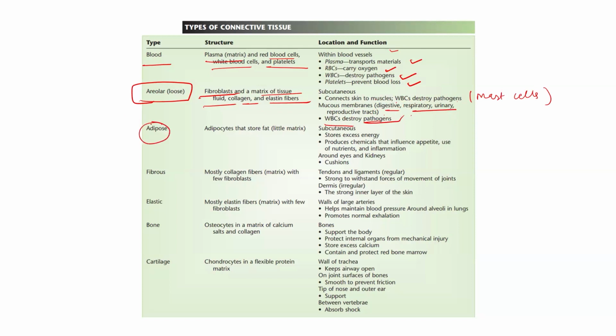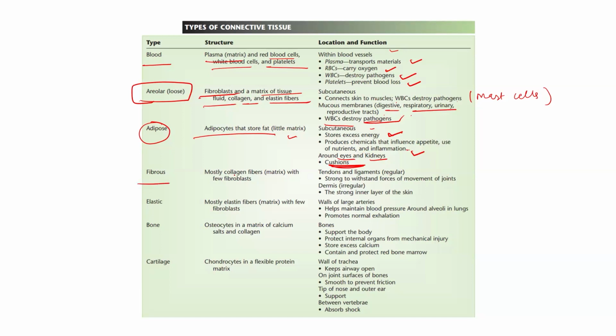The next is the adipose tissue. Adipocytes store the fat. They have very little matrix. Subcutaneously, they are present. They store excess energy. They produce chemicals that influence the appetite, use of nutrients, and inflammation. They are usually present around the eyes and kidneys. They provide a cushioning mechanism.